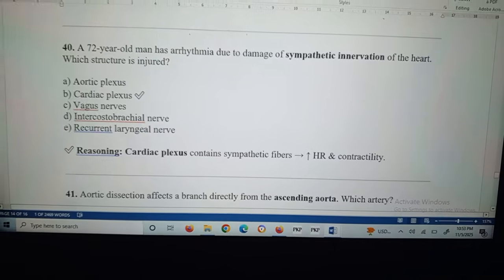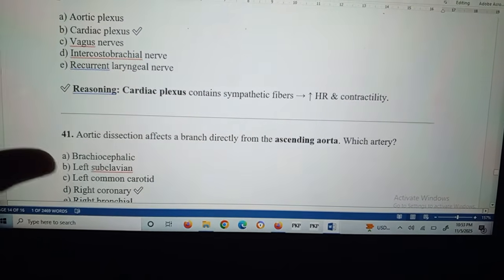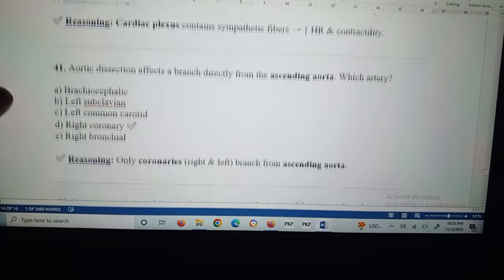40. A 72-year-old man has arrhythmia due to damage of the sympathetic innervation of the heart. Which structure is damaged? Cardiac plexus, which contains sympathetic fibers that increase heart rate and contractility.